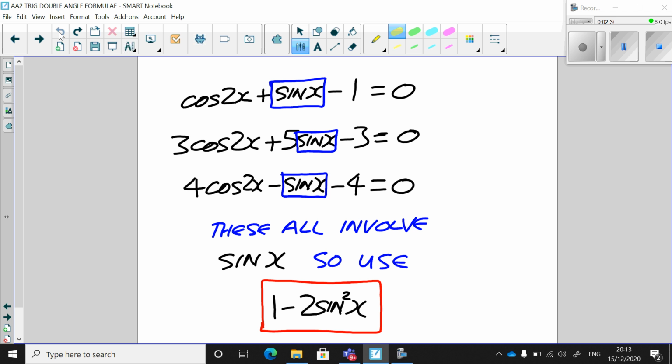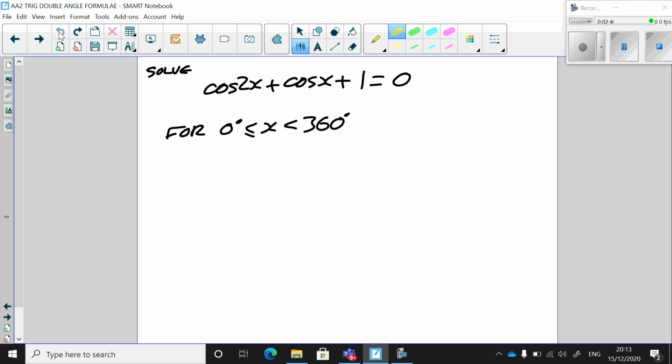The majority of the time, the third choice, cos squared x minus sine squared x, doesn't get used. But I'll probably put up an example of that just to show you where it can get used. In fact, I might put up a couple of examples. In fact, I might put up an entire lesson just to annoy you.